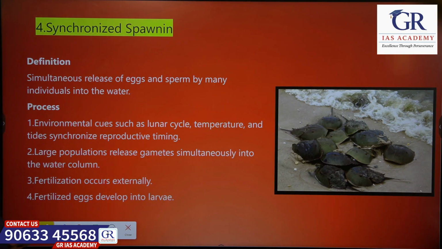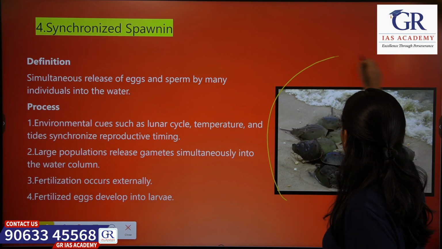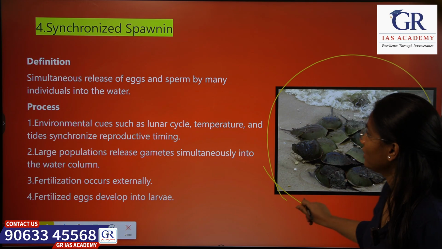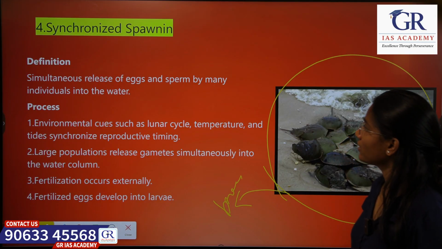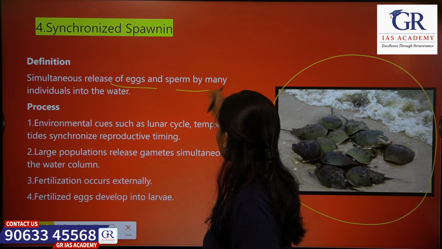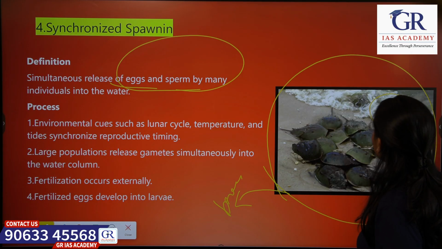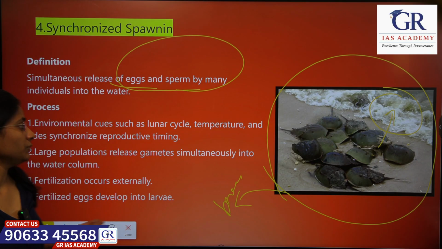Synchronized spawning. So, here if you see, many animals have gathered and they are breeding. So, what are they doing? They release eggs and sperm of many individuals at one point into the water. So, what is the process?